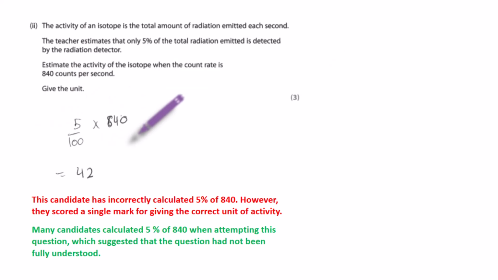And guess what? This is the most common incorrect response, where students found out the 5% of 840. No, that's not what the question asked you. The question said only 5% of the total radiation is detected. So this is the detected radiation. So let's say activity, right, of the isotope, only 5% of this activity is detected, and the detected count rate is 840. So this should have been the way.